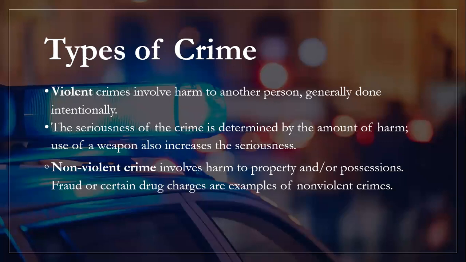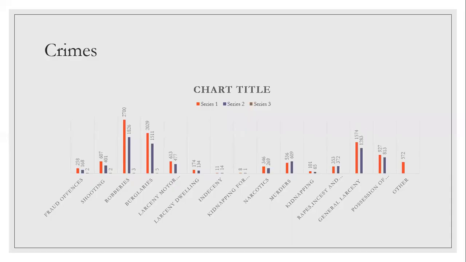And crime can be divided into two: violent crimes, which involves harm to another person, generally done intentionally. And the seriousness of this crime can be determined by the amount of harm, and the amount of harm can increase with the use of a weapon. A non-violent crime, however, involves the harm to property or possessions, such as fraud or certain drug charges and drug abuses.